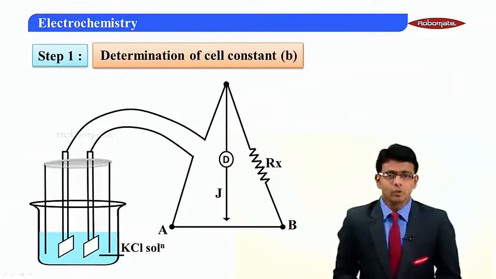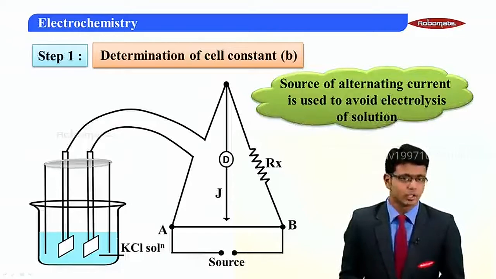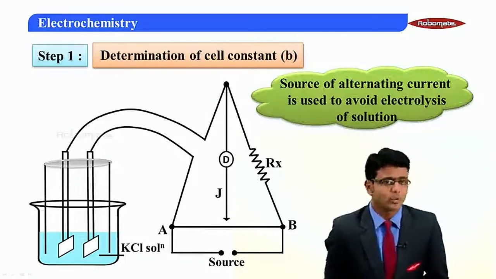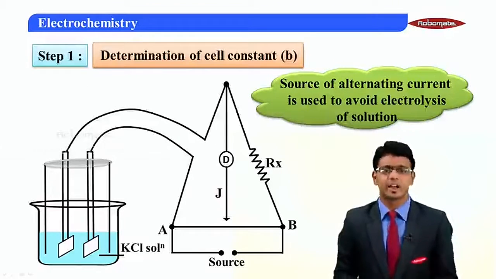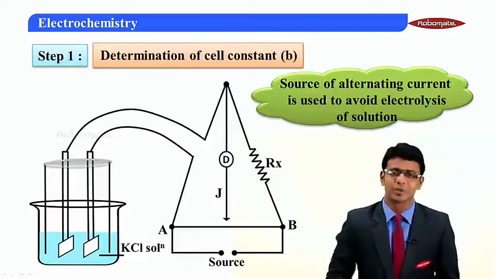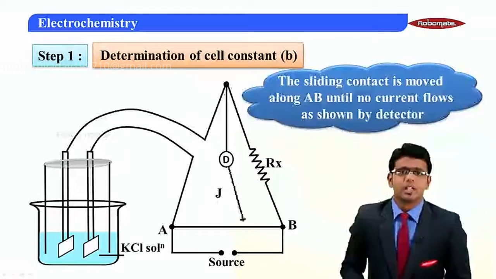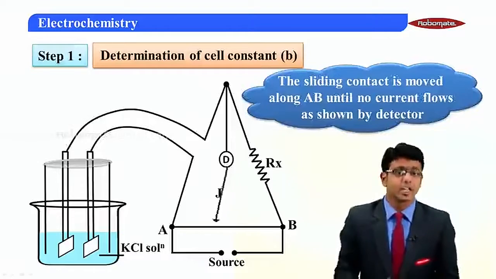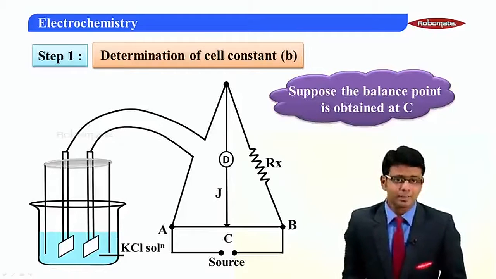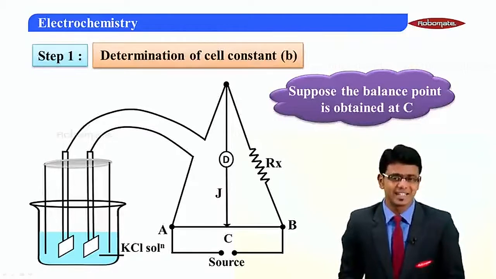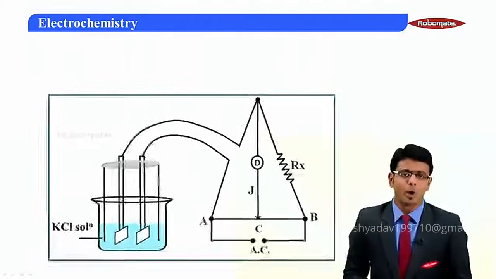Now students, the source of alternating current here is used to avoid the electrolysis of solution. Very important point: for the measurement of conductivity, we always use a source of alternating current rather than direct current, so that electrolysis of the solution could be avoided. So now getting into the working part, the sliding contact is moved along AB until no current flows, which is shown by the detector. And now let's say this balancing point is obtained at C. So here we consider the balancing point at C.